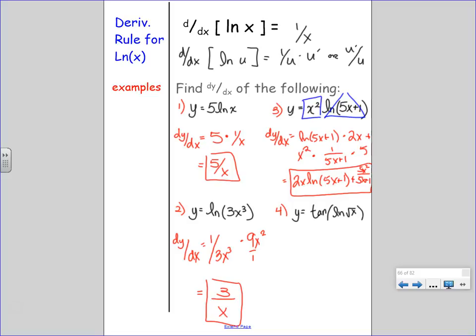So when you're finding the derivative of ln of u, it's like 1 over x, but instead of the x, it's 1 over u. Exactly. And that's why I showed this, because it's the same rule. Just like the derivative of e to the u is e to the u, and then you multiply it by the derivative of u. Exactly. So 1 over u times u prime.